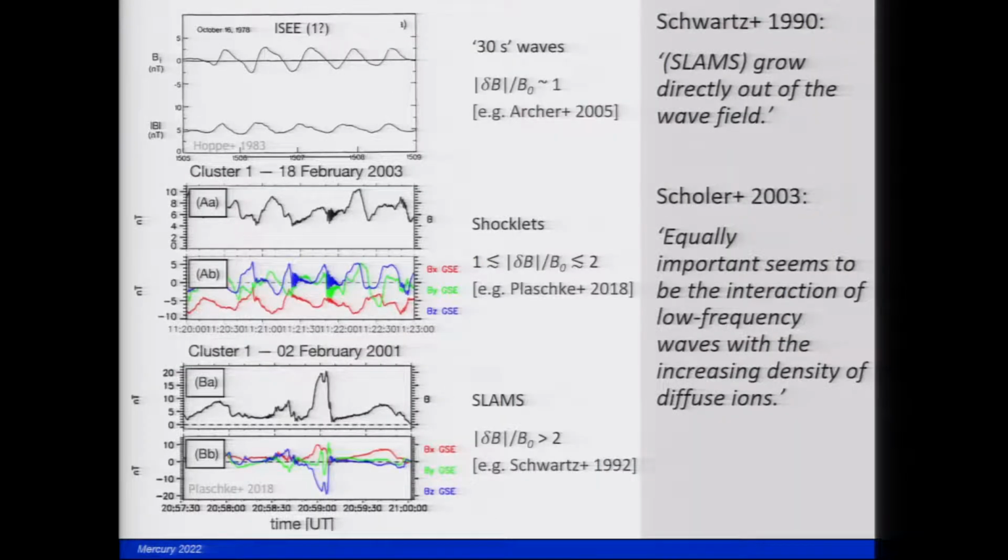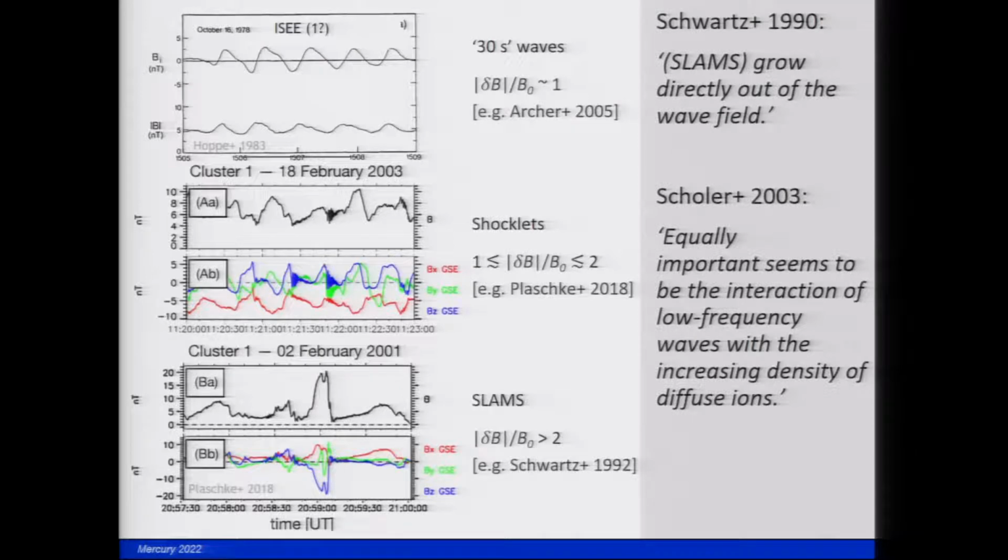Now, for reasons we don't quite understand, these ultra-low frequency waves, which at Earth have a period of around 30 seconds, can go very non-linear. Some of them might stay in a linear stage where the delta B, the wave amplitude, is comparable or smaller to the background magnetic field, but they can also go non-linear. When they go slightly non-linear, we typically call them shocklets. When they go very non-linear, delta B over B greater than 2, for example, we call them SLAMS.